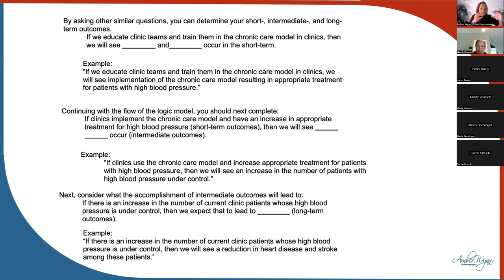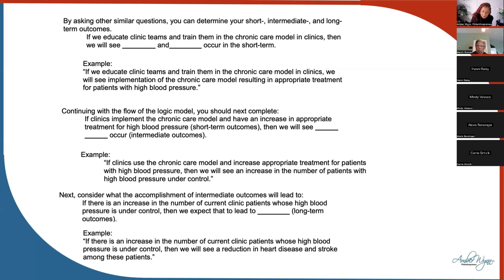The bottom line is, if you give us money, here's what's going to happen. We're going to train these people on this new system. Once they're trained on this new system, then this different type of outcome will happen. And then this is how we change the community. Does that make sense? Any questions on that?